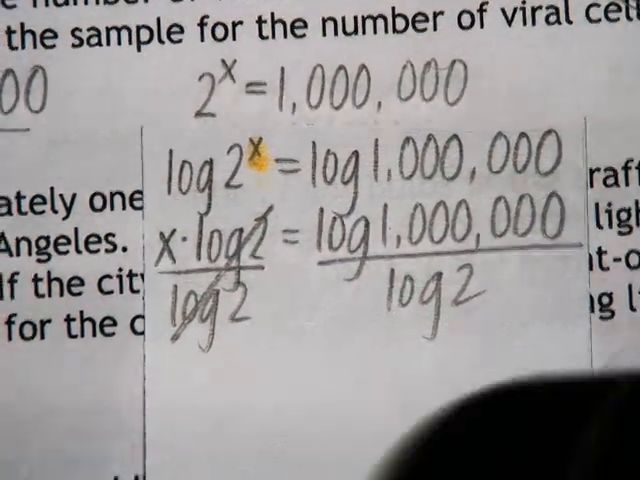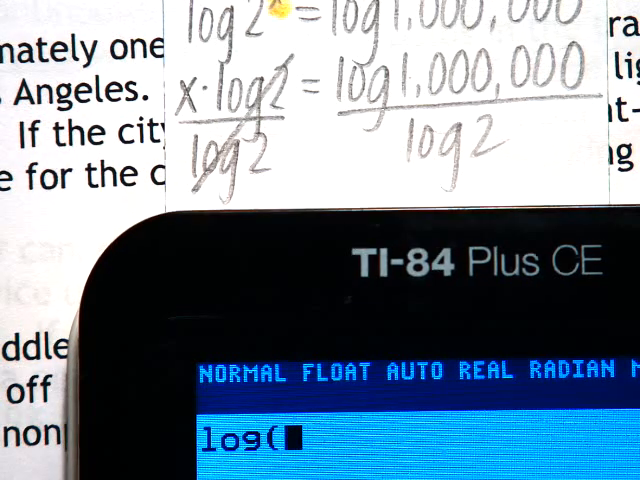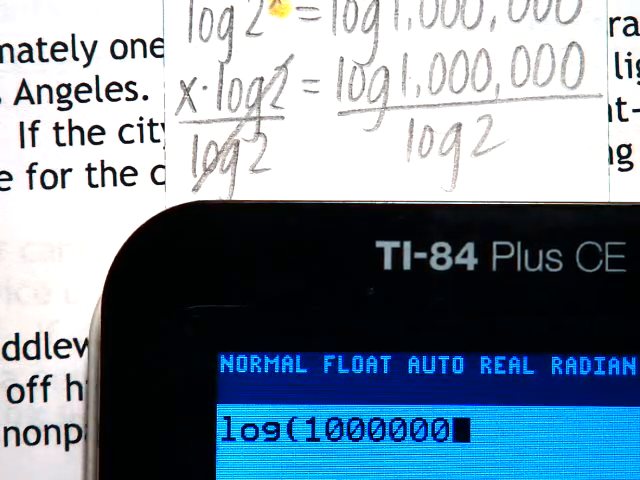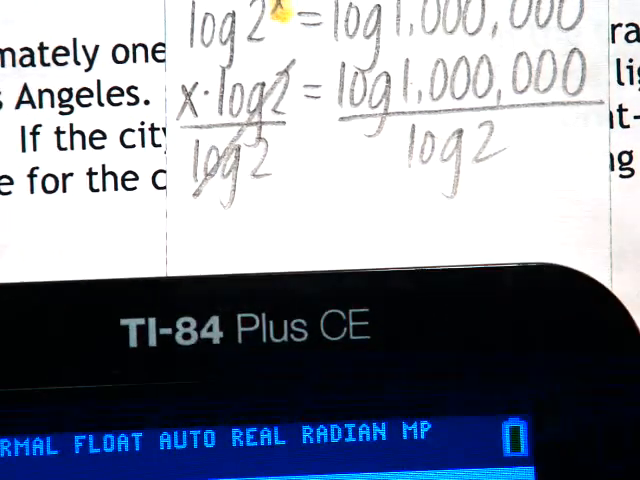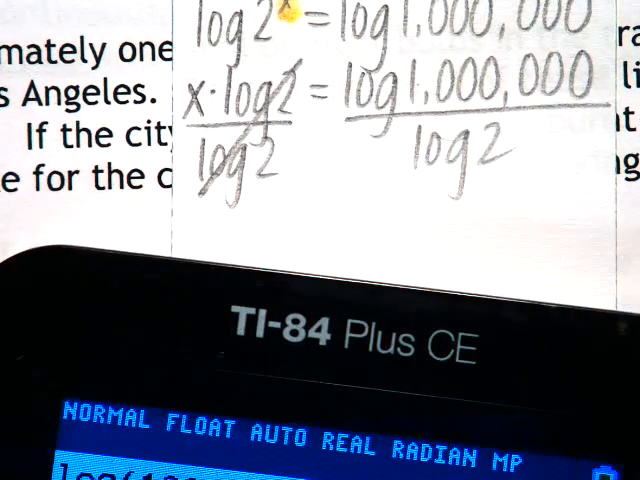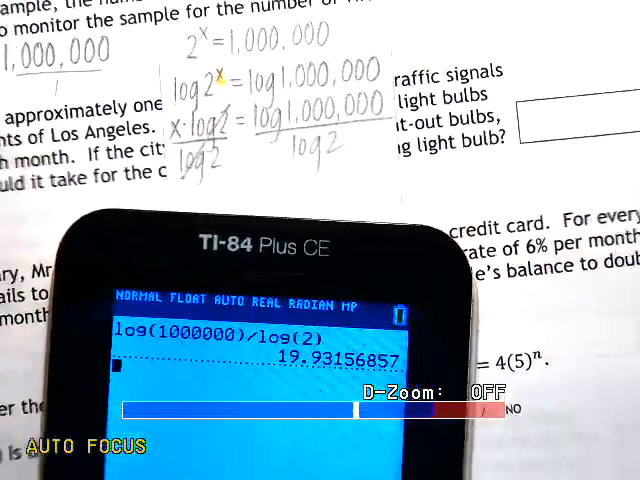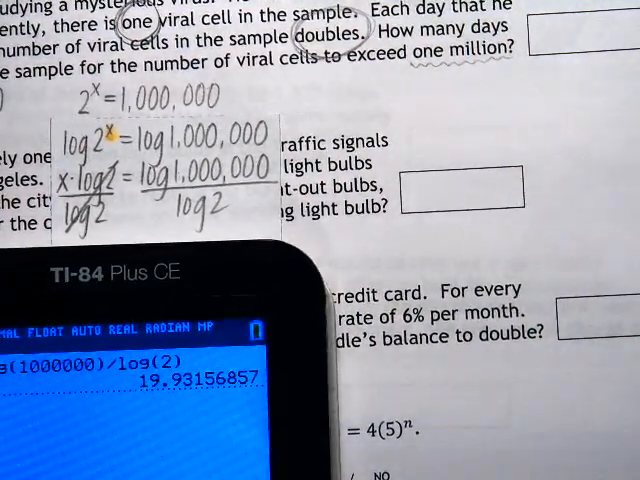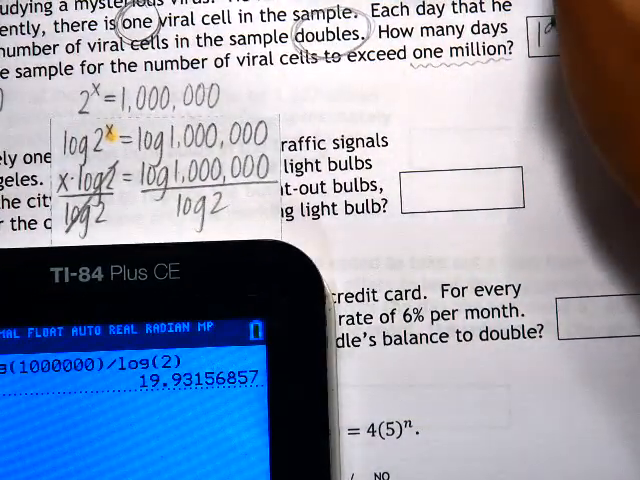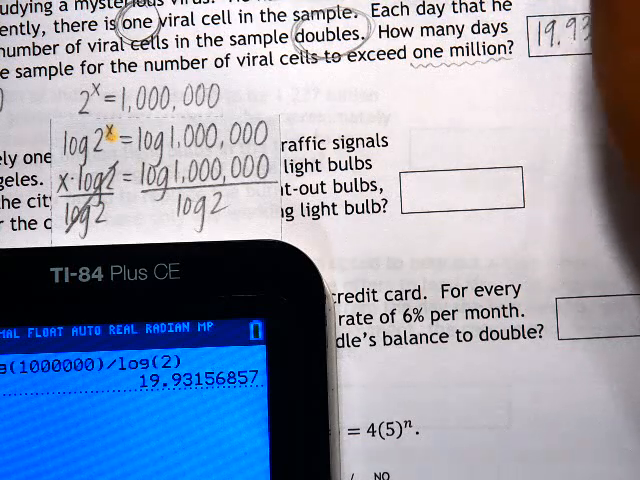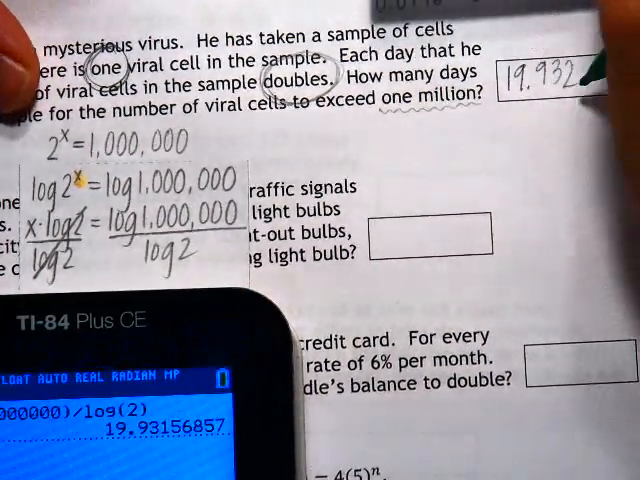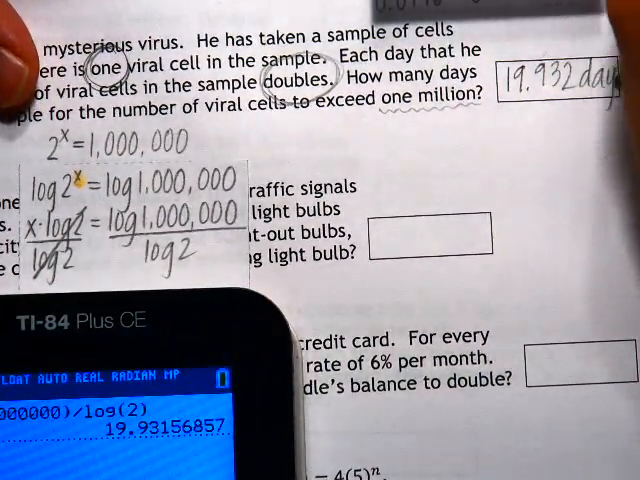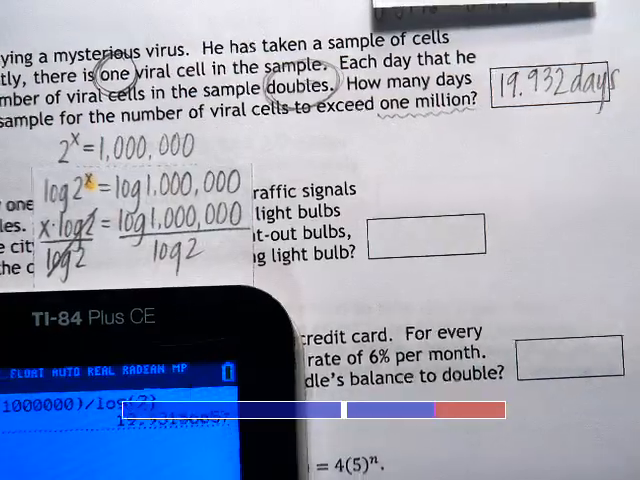And now we have this giant fraction, which looks crazy, but no big deal. That's why we have calculators. We can deal with this. Log of 1,000,000, close the parentheses, divided by log of 2 is 19.932, if I round to 3 decimal places like is standard. Sorry, you can't see that. There we go. 19.932. And if I read this back to myself in context, it says, how many days will he need to monitor the sample? 19.932 days.